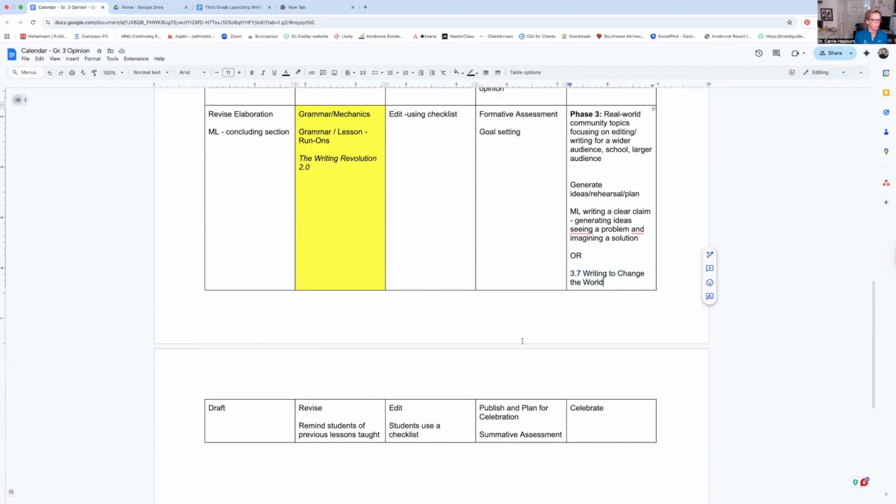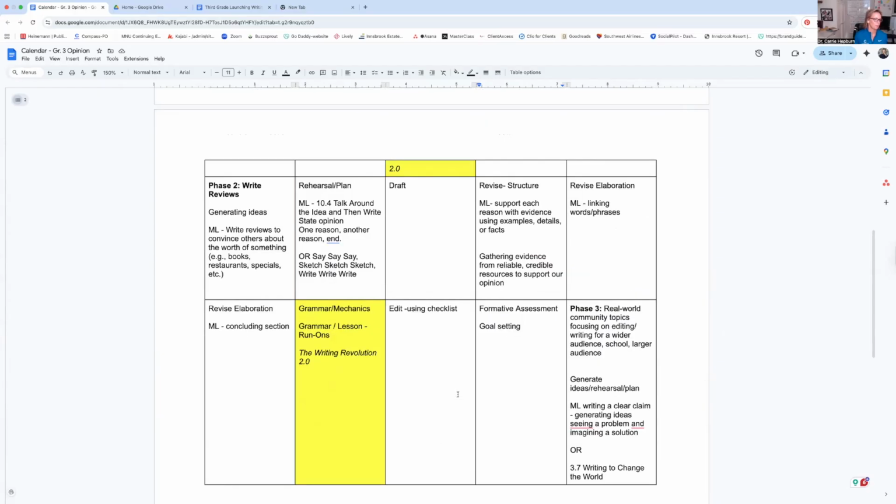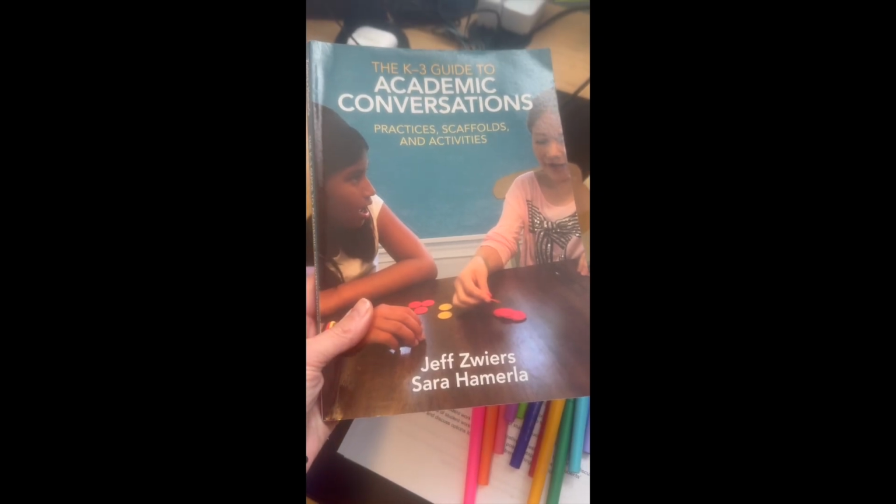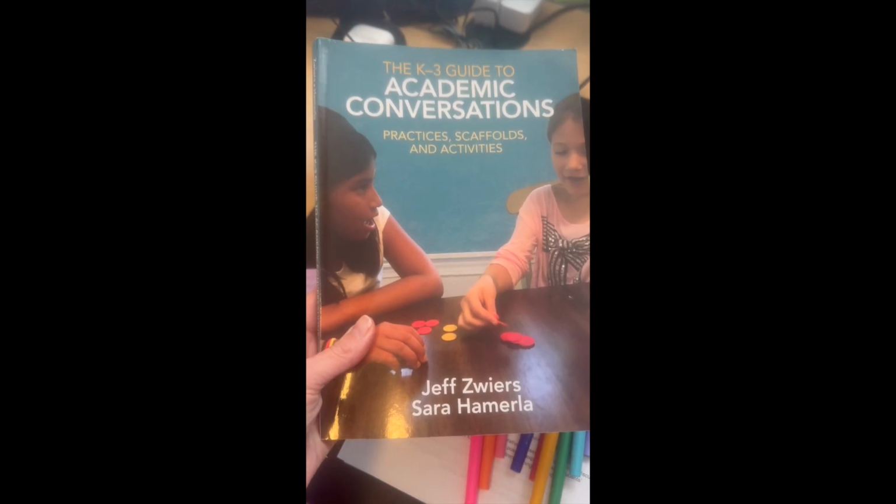So helping kids connect with that. We'll draft, revise, edit, publish, and plan for a celebration. And this is what's used for the summative assessment. Now, in their unit plans, we will also add what they might be providing small group instruction on or interventions. But this is a nice little planning tool so that we can make sure that we're hitting all parts of the writing process. Let me share with you some of the resources we're using to write this writing unit.